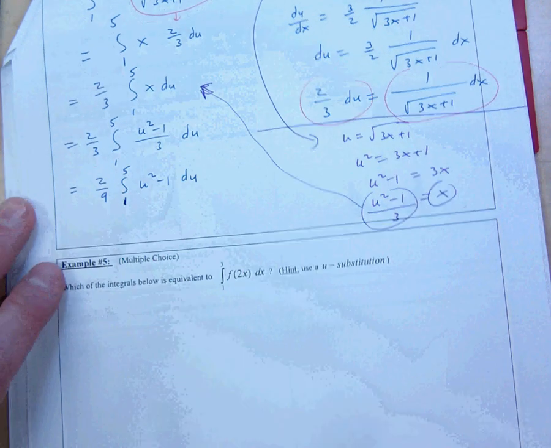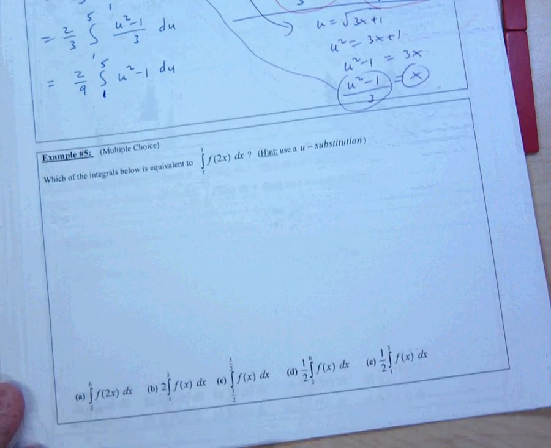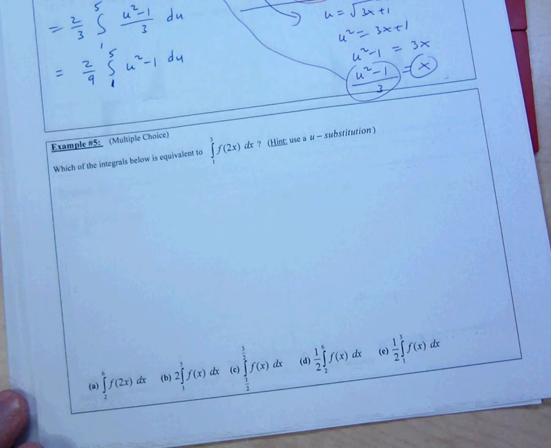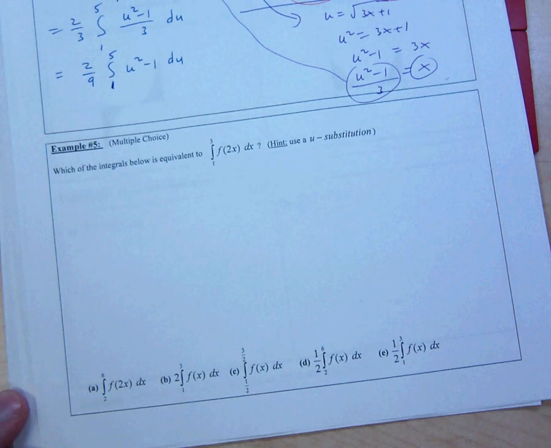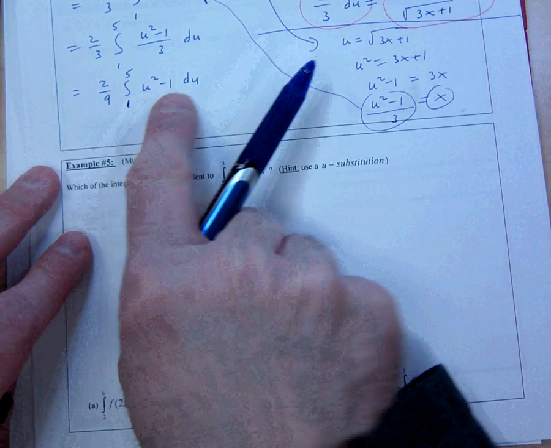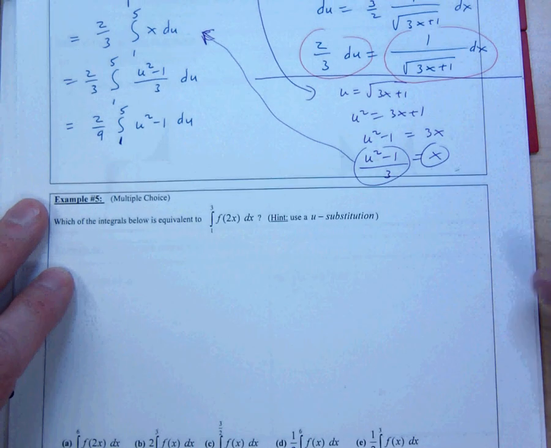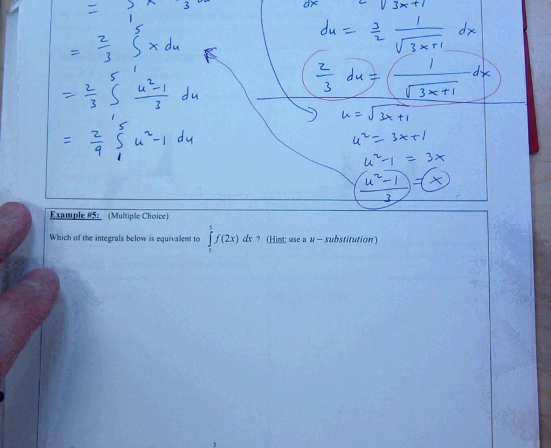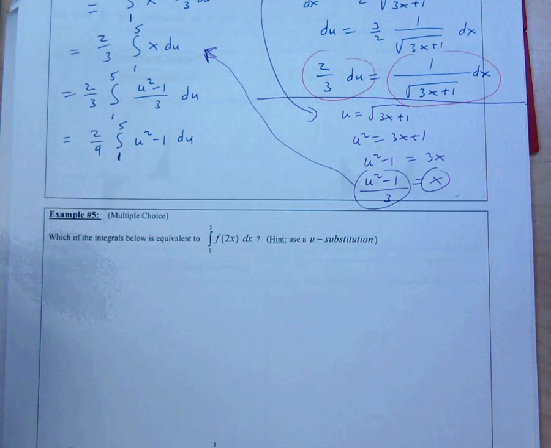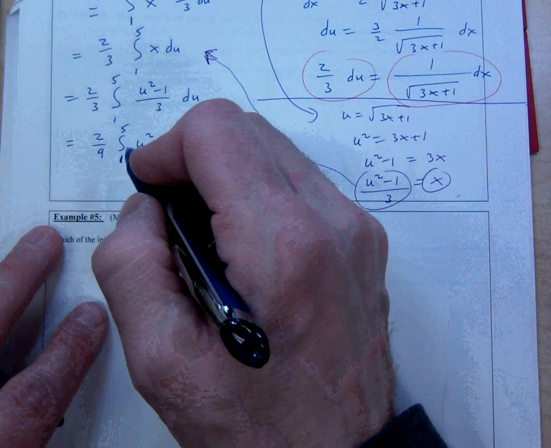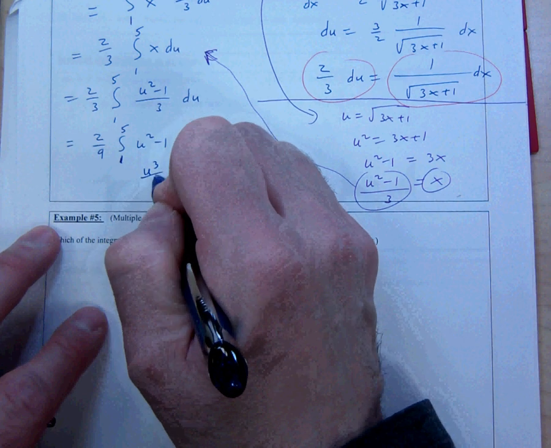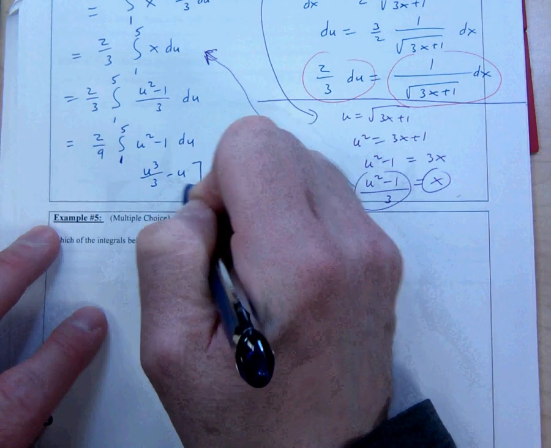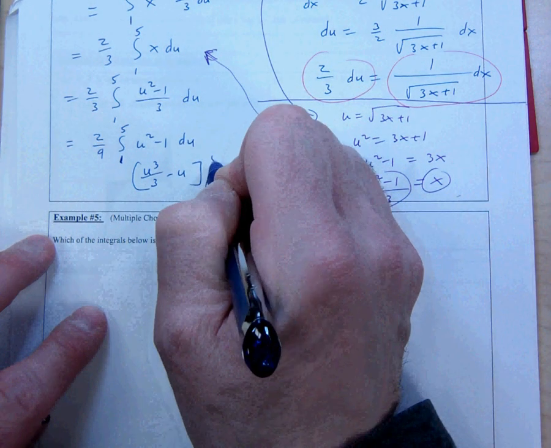Okay. All right, and then I can go ahead and integrate, right? Everybody agree at this point I'm okay to go ahead and integrate? Everybody okay with this now? To go ahead and integrate? Okay, so obviously it's u to the 3rd over 3 minus u from 1 to 5.